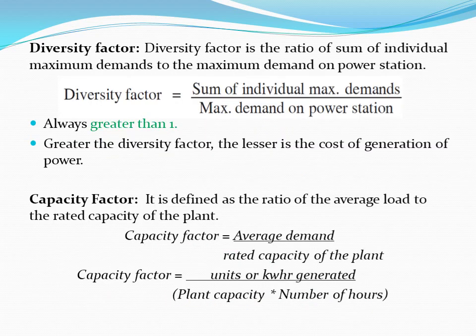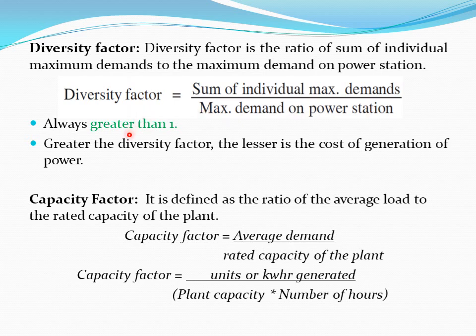Next definition is the diversity factor. Diversity factor is obtained as the ratio of the sum of individual maximum demands to the maximum demand of the station. What is this individual maximum demand? Each and every group, if it is industrial load, will have some maximum demand. If it is a domestic load, some maximum demand. Commercial load, some maximum demand. So each and every individual maximum demand we have to sum and then divide by the maximum demand of the power station. That gives you the diversity factor.